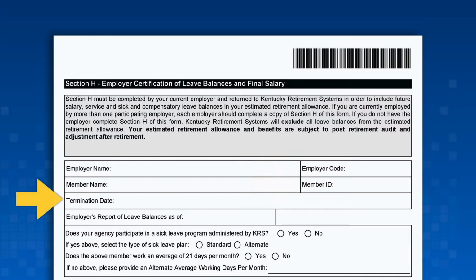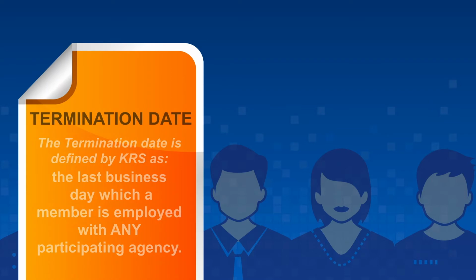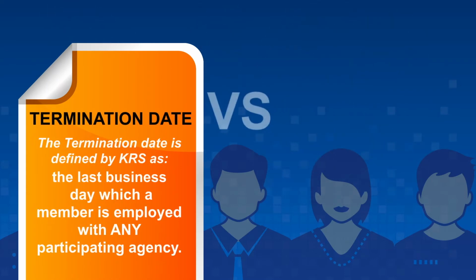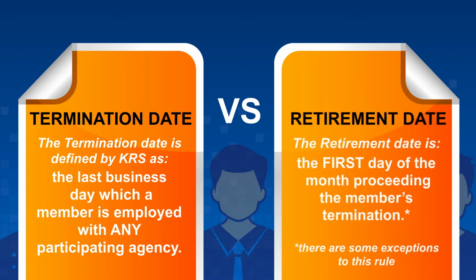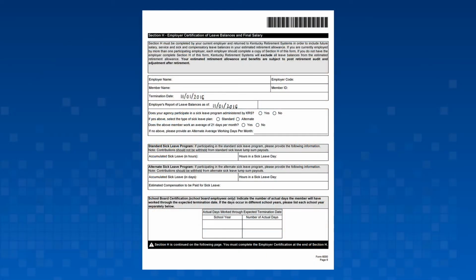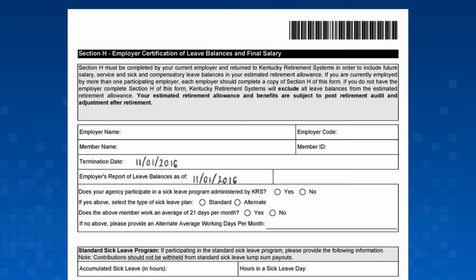The agency is then required to provide the member's termination date. When entering the termination date, remember the termination date is not the member's retirement date. Per statute, the effective date of retirement is always the first day of a month, and it must fall after the member's termination or last day of paid employment. Therefore, the member's termination date should always precede the member's retirement date on this form.